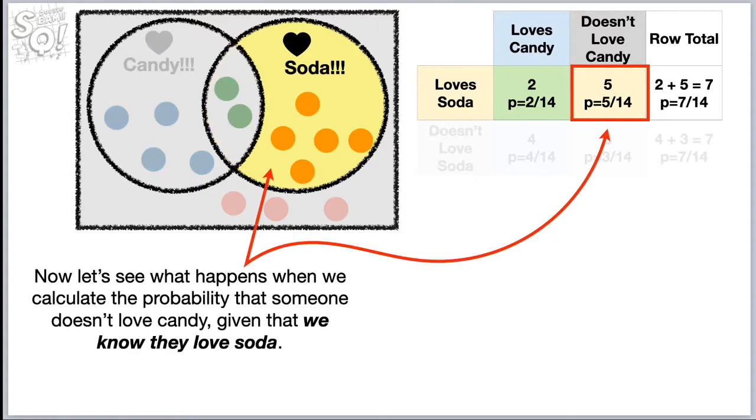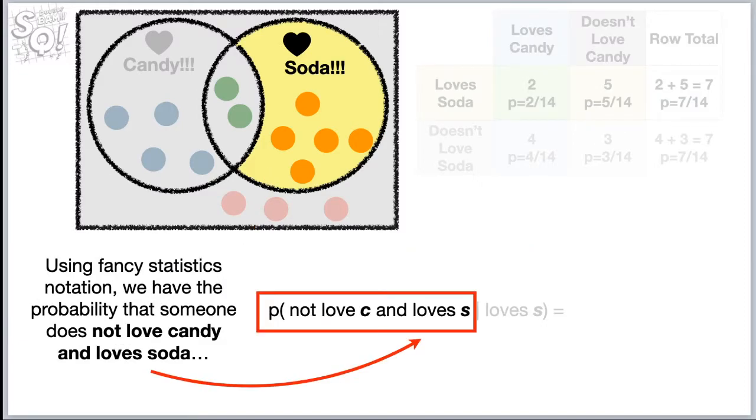Okay, so now let's see what happens when we calculate the probability that someone doesn't love candy, given that we know they love soda. Using the fancy statistics notation, we have the probability that someone does not love candy and they love soda. I guess you could say but they love soda.